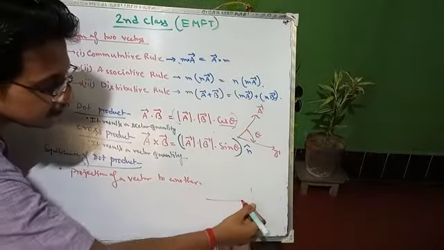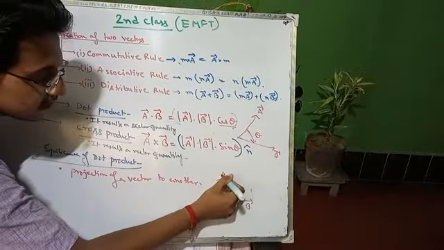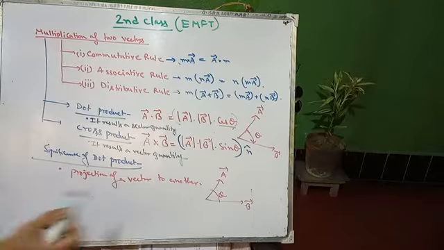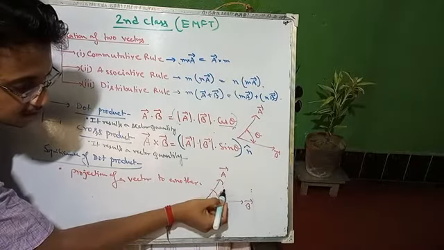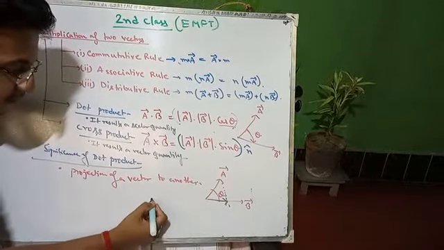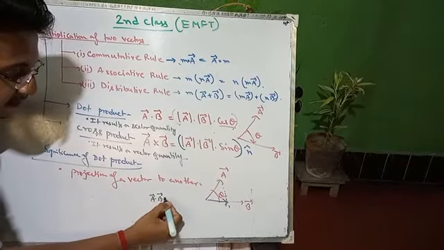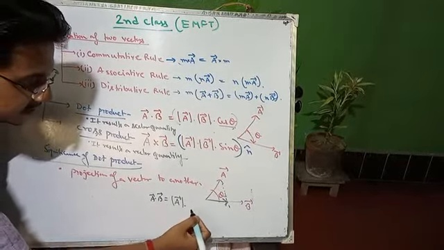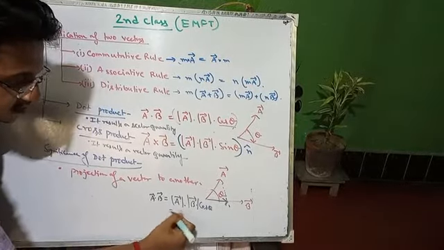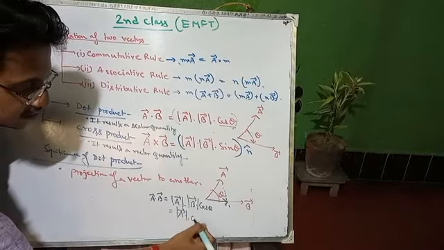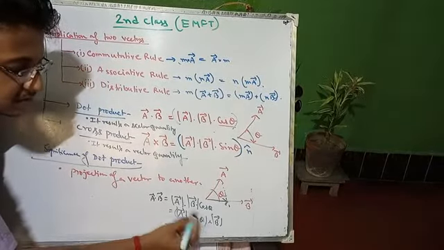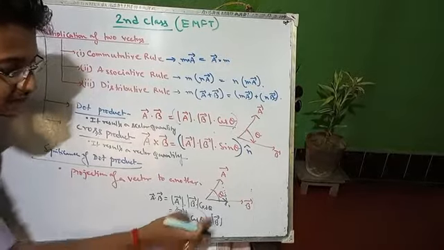How do we project? Suppose we consider B vector over here and A vector over here, with cos theta as this angle. Cos theta means the projection of A on B. So A dot B can be represented as modulus of A into modulus of B into cos theta. Can we write it as A cos theta multiplied with modulus of B? A cos theta means the projection of A vector on B.